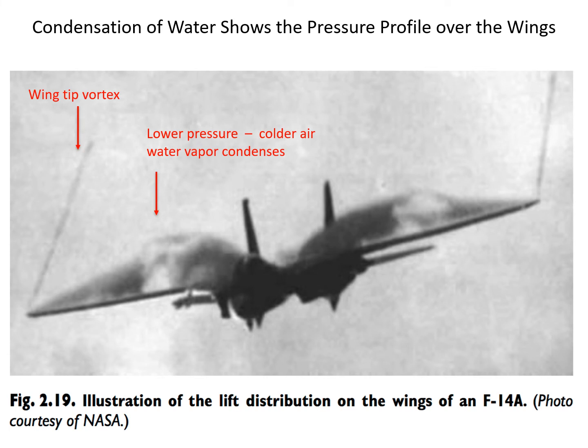So this is a fighter jet, and the pressure above the wing is reduced enough that the air is condensing. So the water vapor in the air is actually condensing, which shows you pretty beautifully the distribution of how the pressure is decreased over the wing.